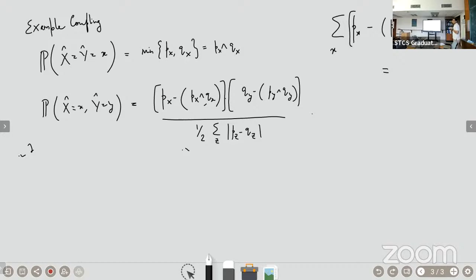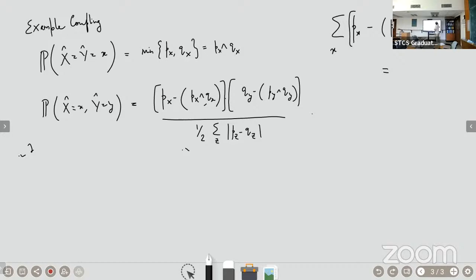Okay, how do you see this? Yes. So the guess is that that sum is nothing but the denominator. Suppose that was true. Can you show that this is a valid coupling? What do we need to do? We just need to sum this over all y's to get the distribution of x, and similarly sum it over all x to get the distribution of y.